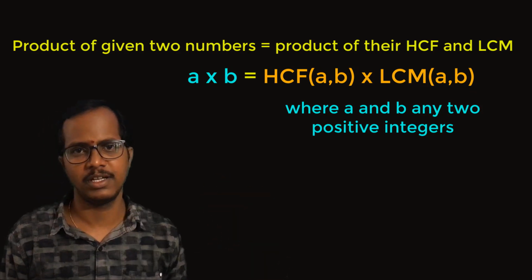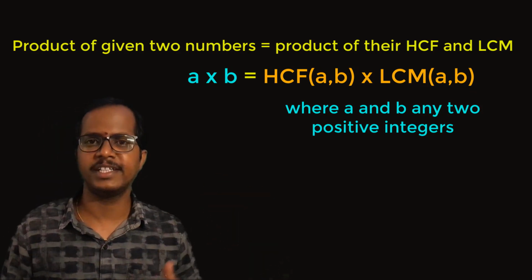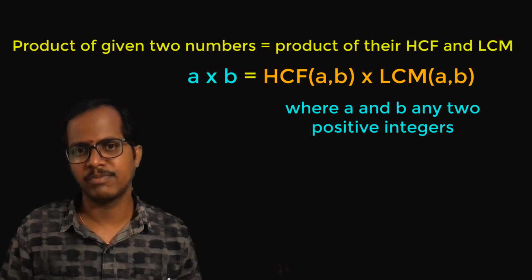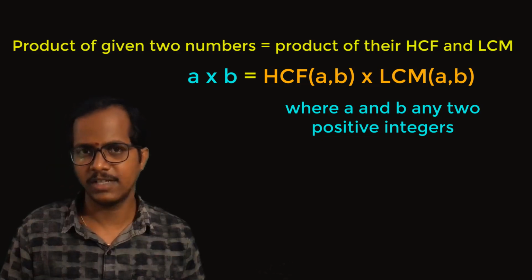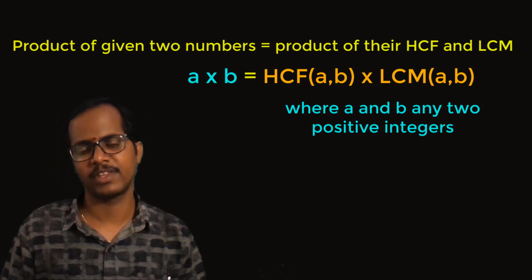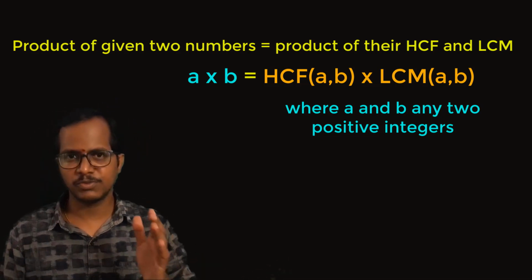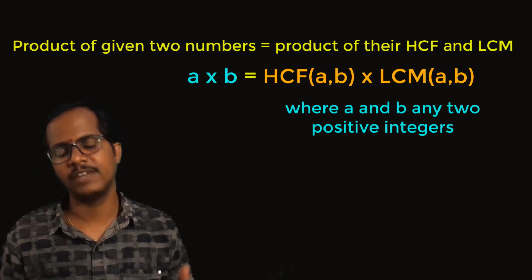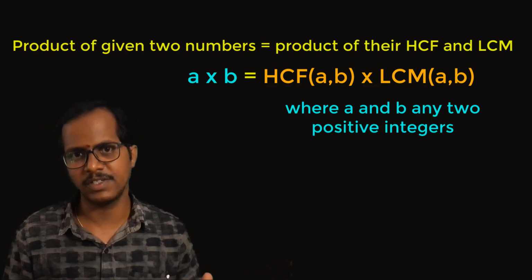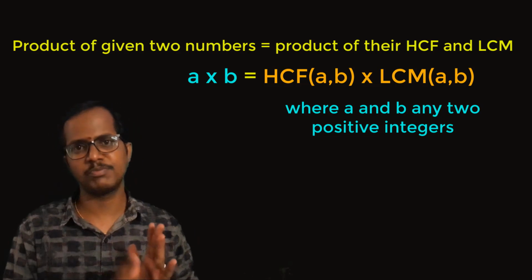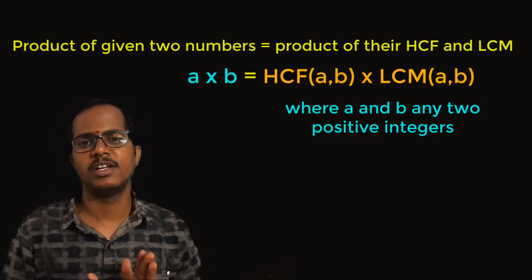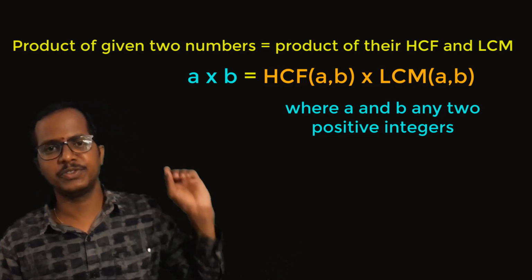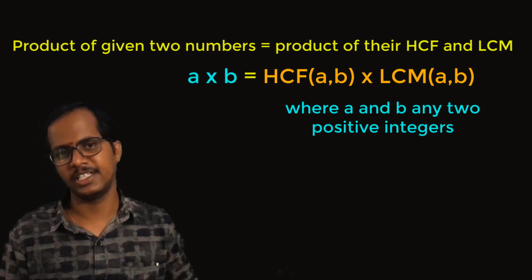We can use this result to find the LCM of two positive integers a and b if we have already found the HCF of the two positive integers. That means, suppose two positive integers are given and we find the HCF of those positive integers, so we have the two positive integers and their HCF. Now we need to find the LCM. In that case, we can use this result to find the LCM.